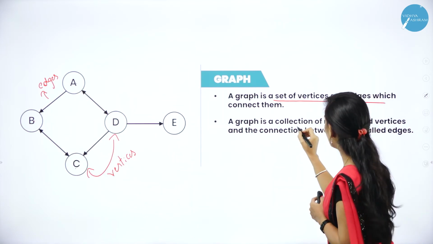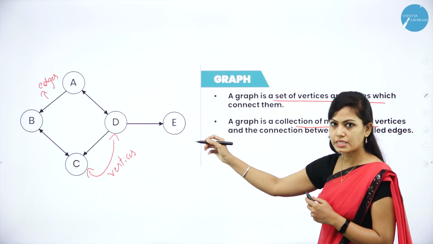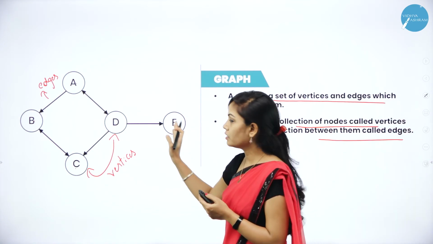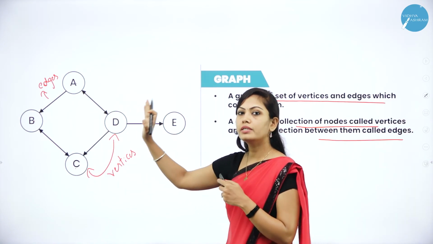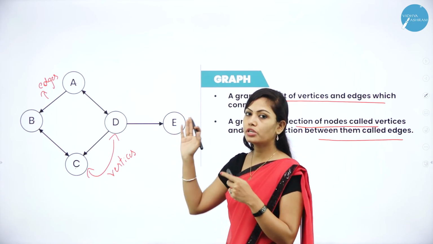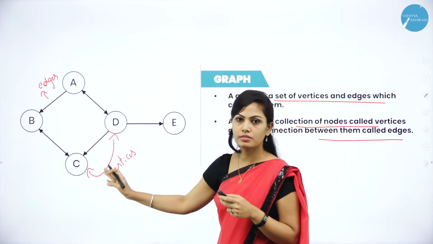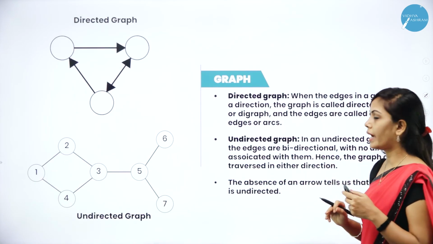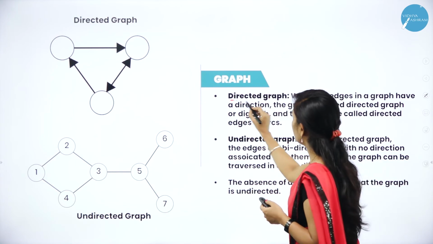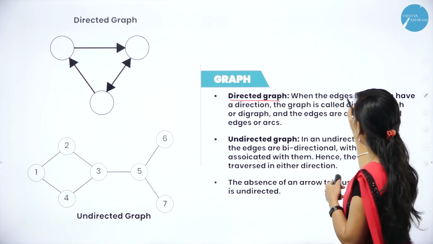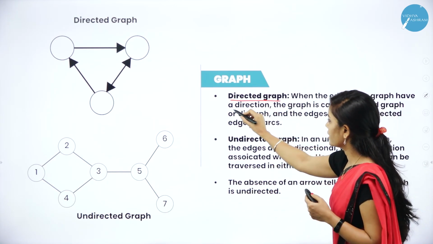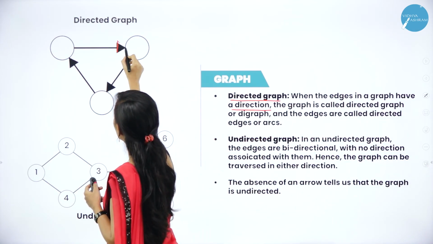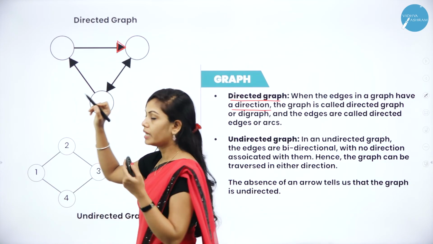A graph is a collection of nodes called vertices and the connections between them called edges. And we have 2 types of graph, that is directed graph and undirected graph. What is the meaning of directed graph? When the edges in a graph have a direction, we can call it a directed graph.